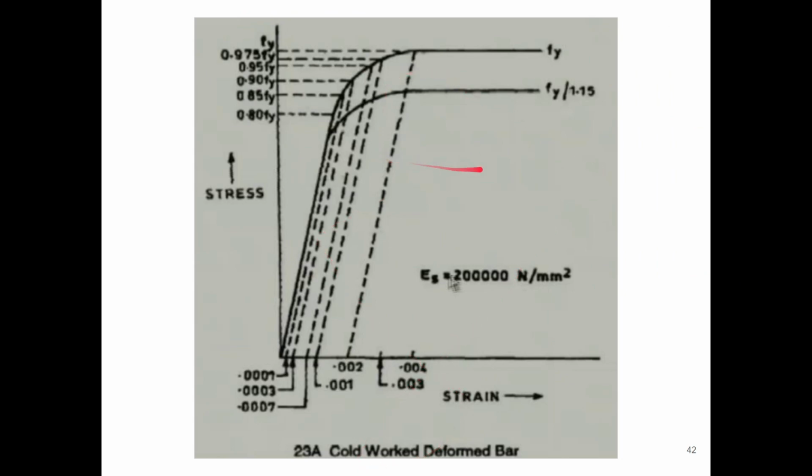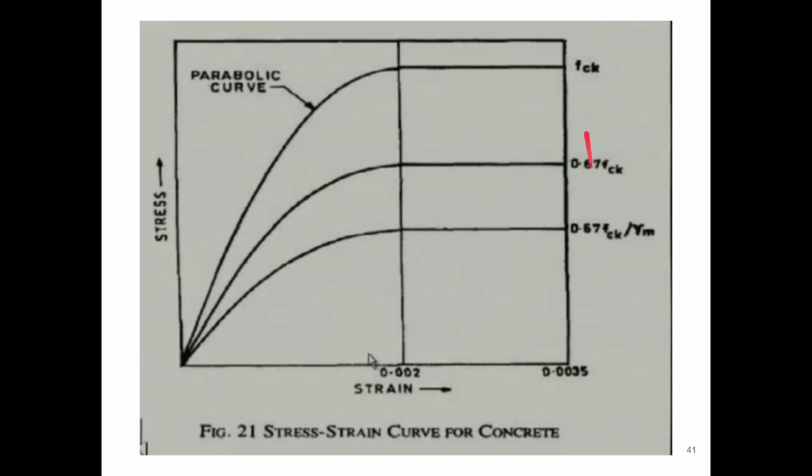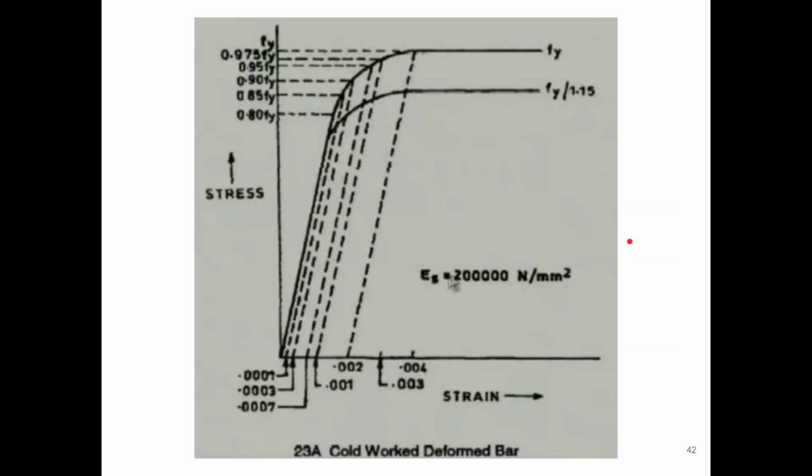Similarly, these are the stress strain curves for cold work deformed bar. Here, the important point is that we divided FCK by the partial safety factor two times. We divided first by 1.5, and then again we divided, so we get 0.446. But here, in contrary, the division is not two times. Here it is only one time.